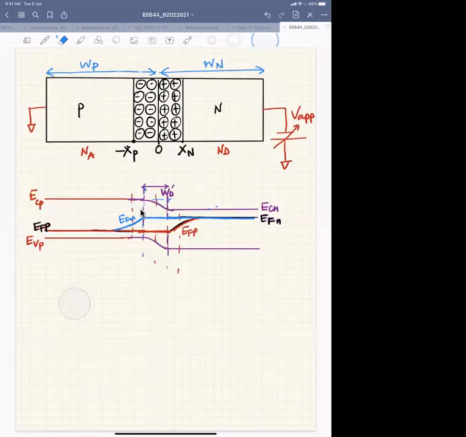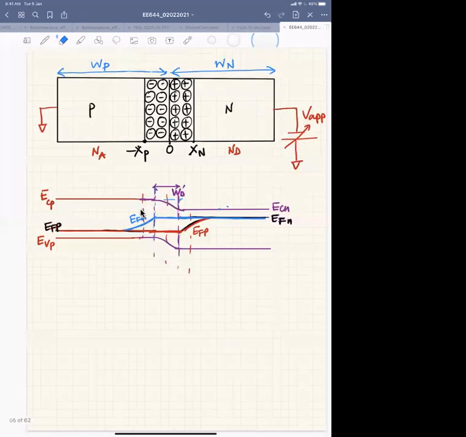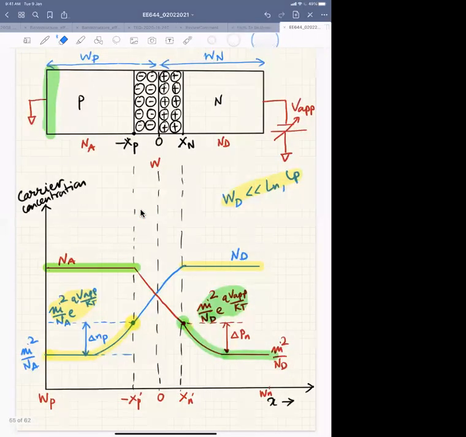We'll come back to this point later because we have to do the current derivation anyway, right? But do you have any questions till this point?